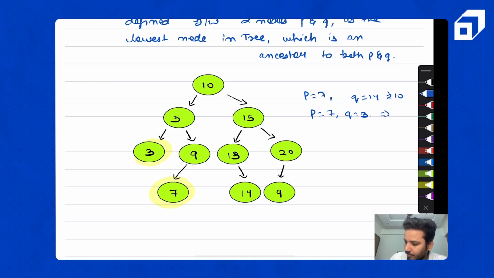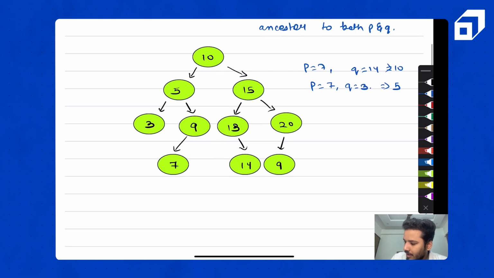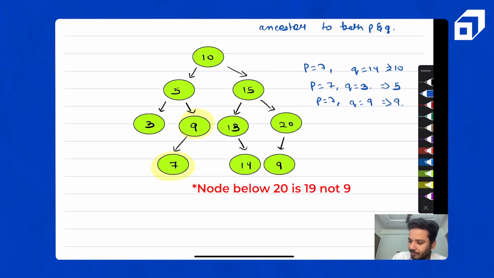Now let's say we are given P is equal to 7 and Q is equal to 9. Let's try to find the LCA in this case. The ancestors of both of them are 10 and 5. And as per the definition of LCA, we count 9 also as an ancestor of 9. So in this case, the lowest common ancestor for both of them is 9 only. Hope the question is clear to you.